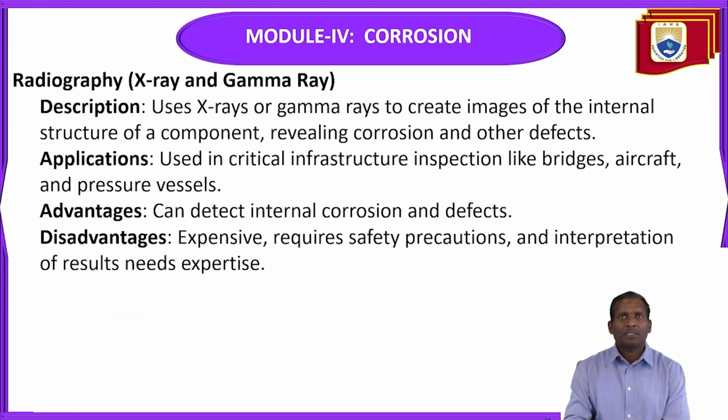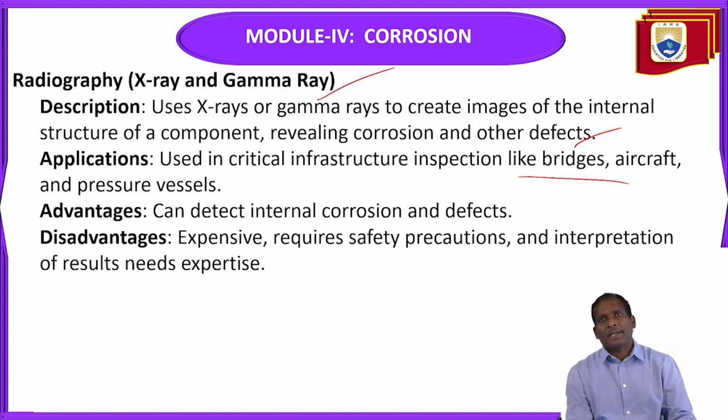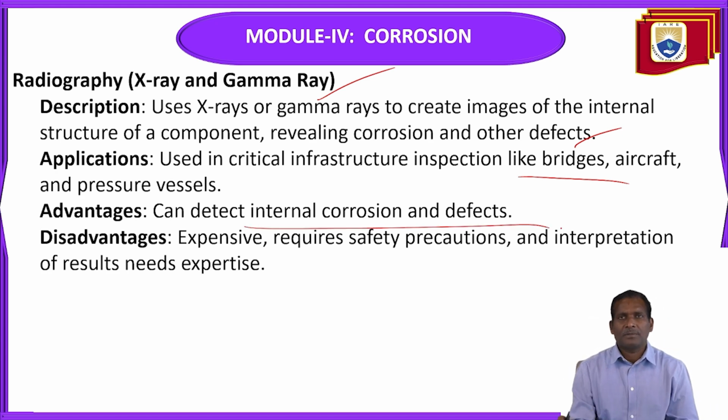Radiography, X-ray and gamma rays. So the main description is uses X-rays or gamma rays to create images of the internal structure of a component, revealing corrosion and other defects. The applications are used in critical infrastructure inspection, like bridges, aircraft and weather vessels. The advantages are can detect internal corrosion and defects.